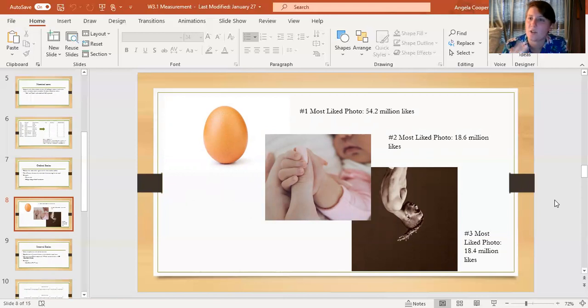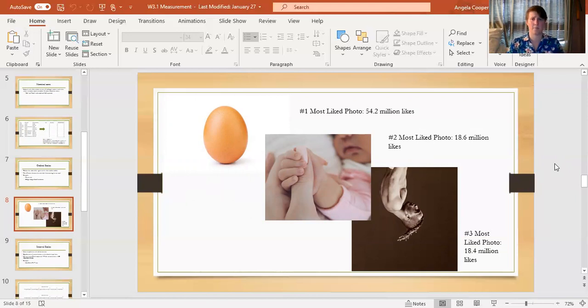Notice that these first, second, and third most liked photos are not equidistant. Obviously, the egg has more than twice as many likes as the second most liked photo on Instagram. And then between second and third there's only about 200,000 likes. Ordinal scales is saying, hey, these distances between first, second, and third don't have to be equal. It's just how it is. They don't have to be the same distance between first, second, third, and fourth, and all the way down the line.